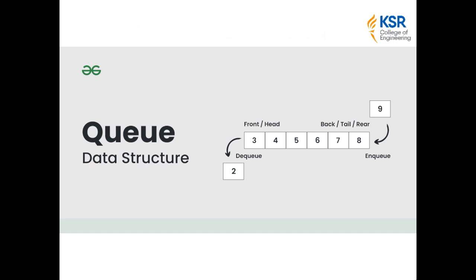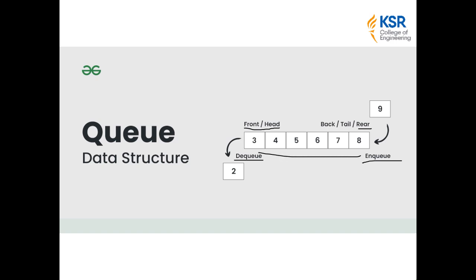So this is a memory representation of the queue. This is the front end, also called the head. At the front end the element is deleted first, that is, you perform a dequeue. At the rear end you perform the enqueue operation, that is, you add an element to the queue. So 2, 3, 4, 5, 6, 7, 8 are the elements in the queue.